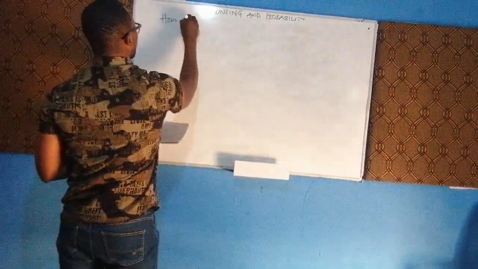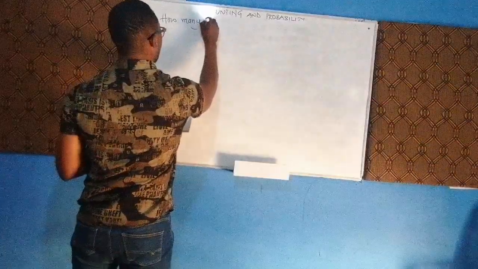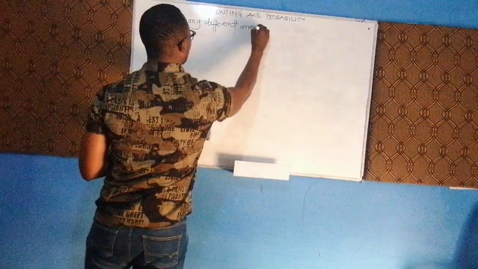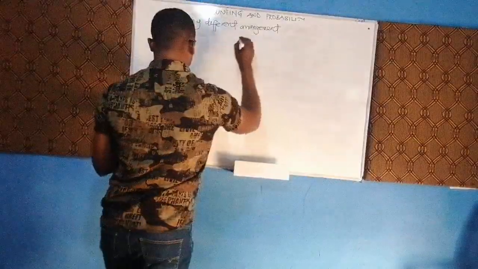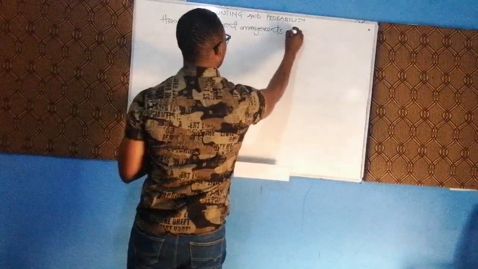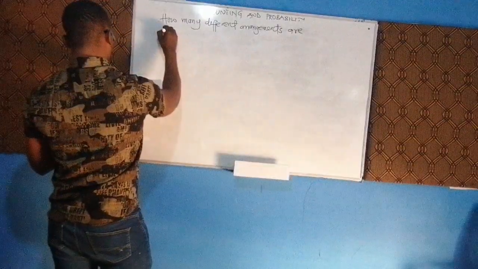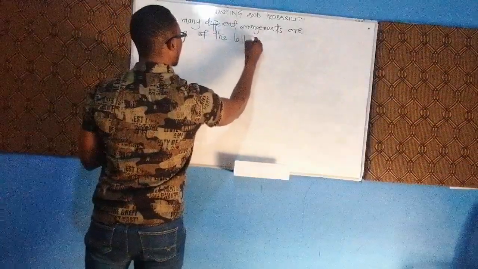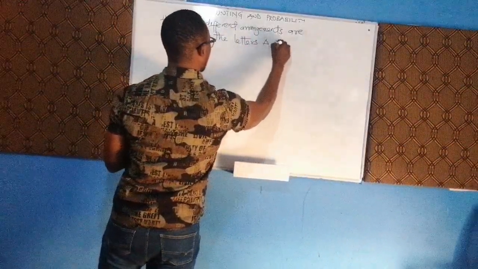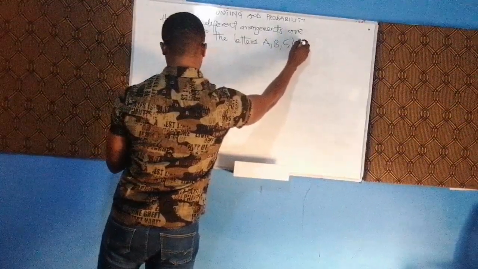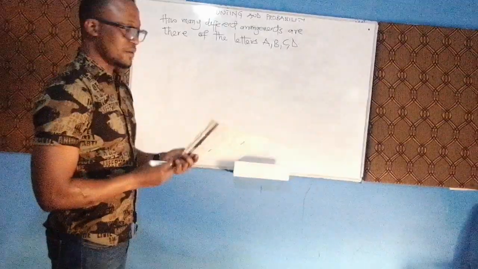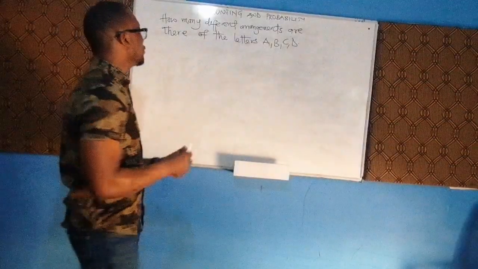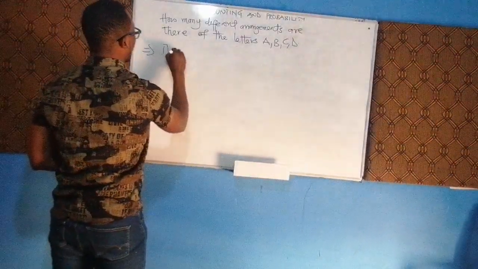How many different arrangements there of the letters A, B, C, D. Now, for a question like this, like I was saying, you can either go by the normal counting principle, or you can use a box formula. So we are going to use what? The box formula.